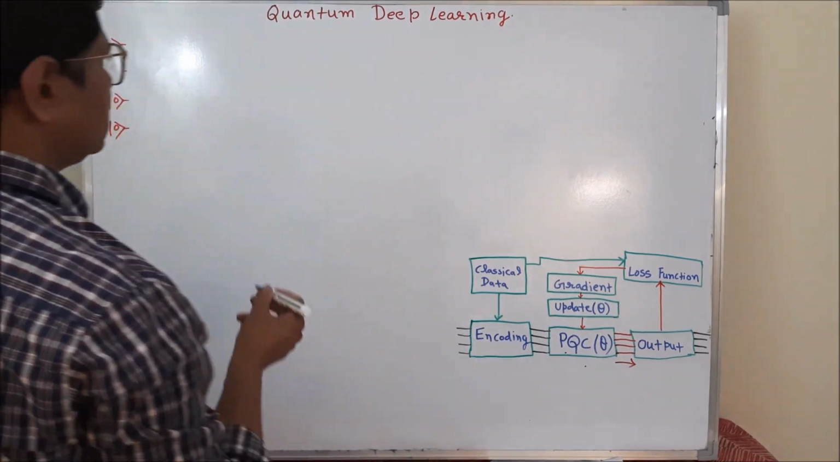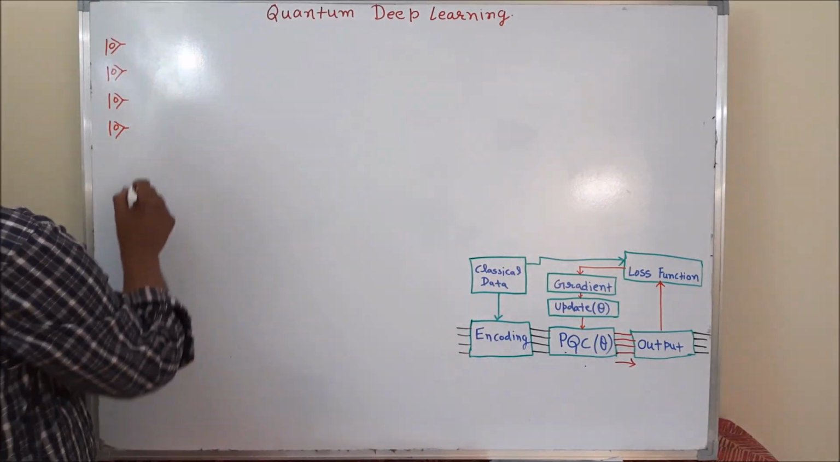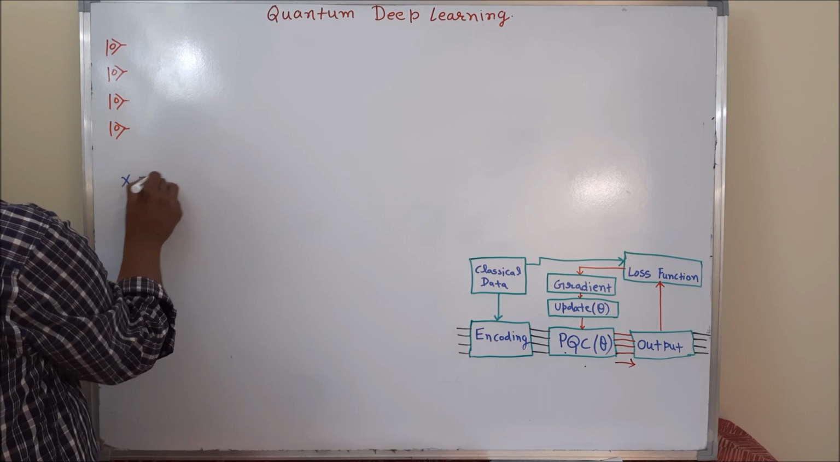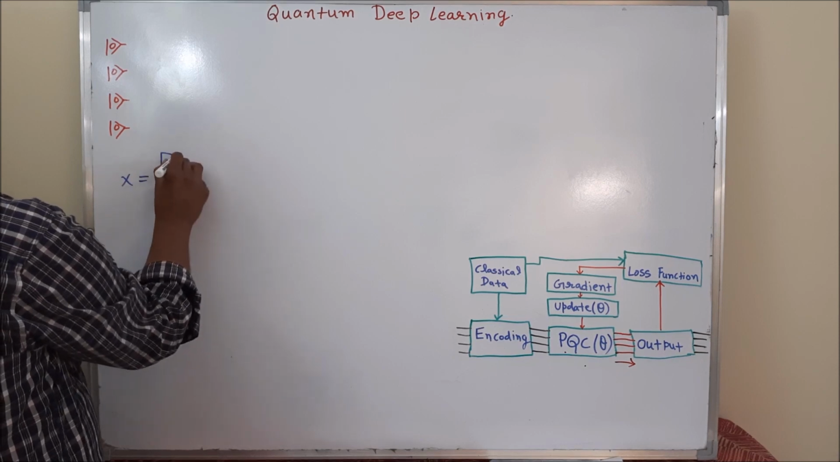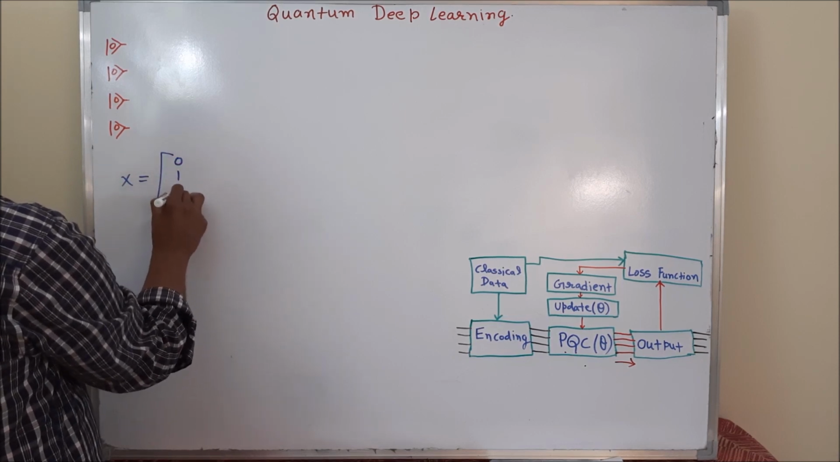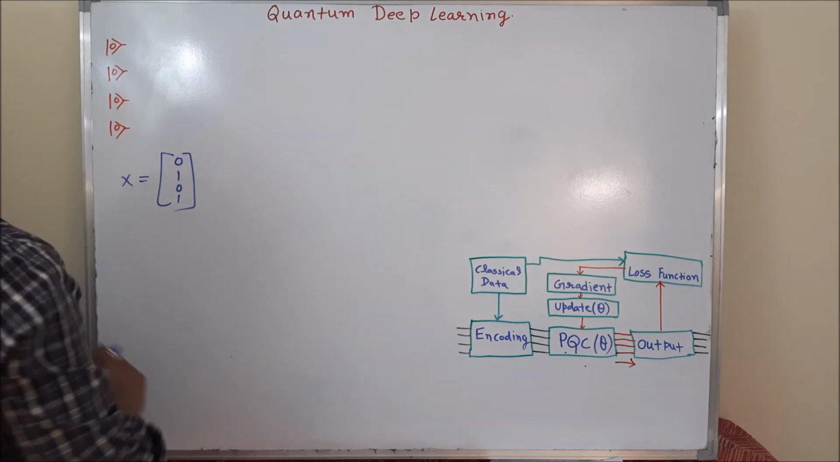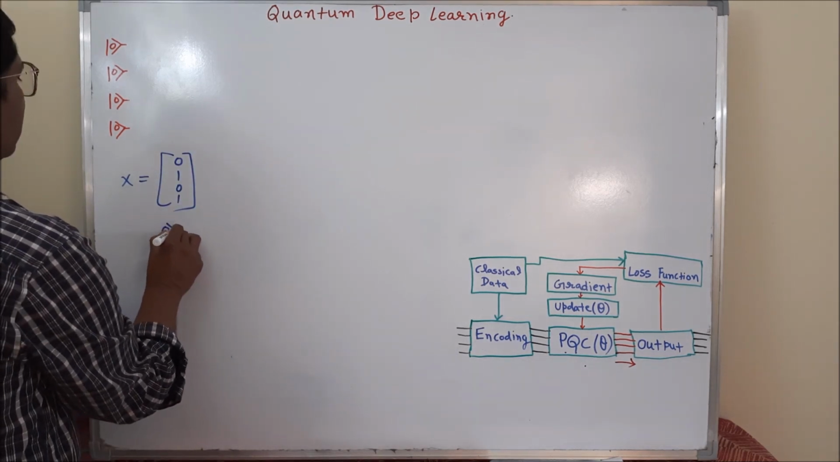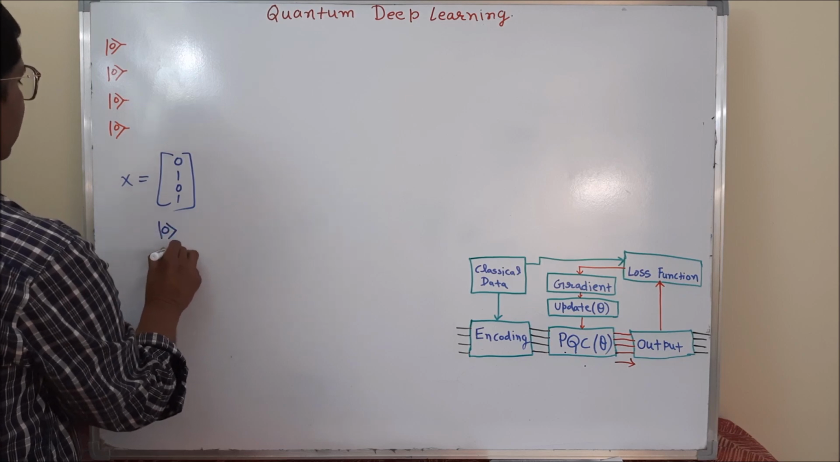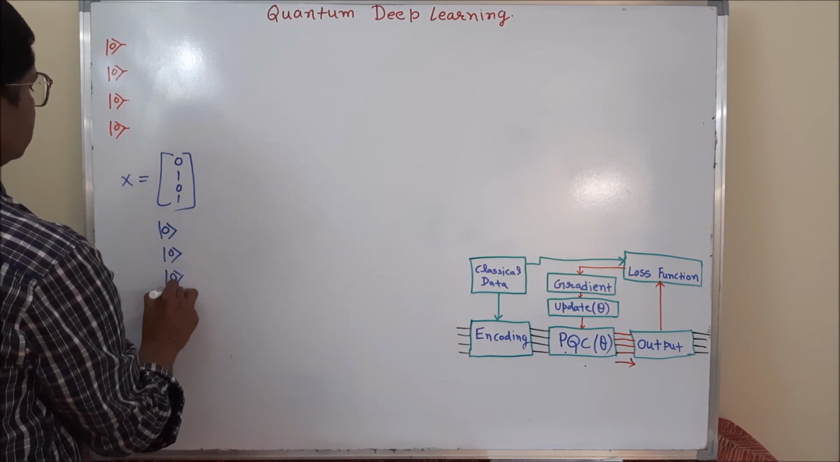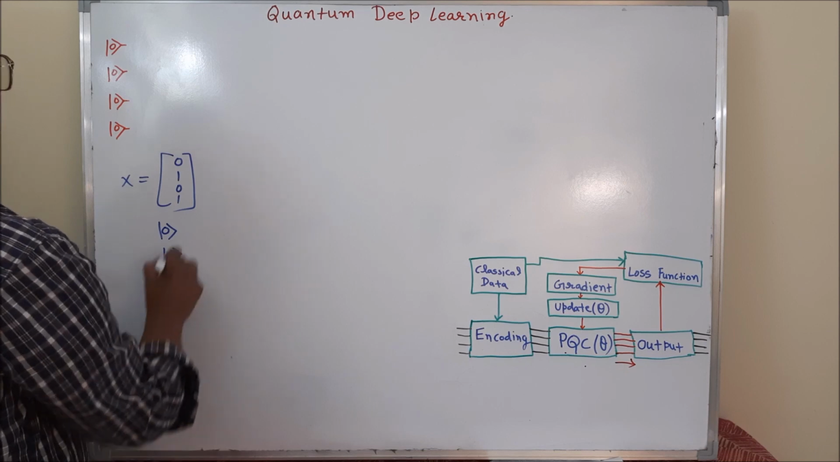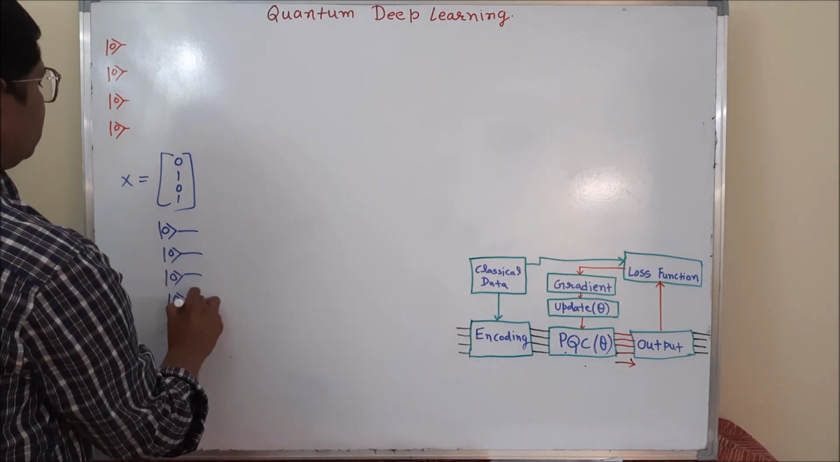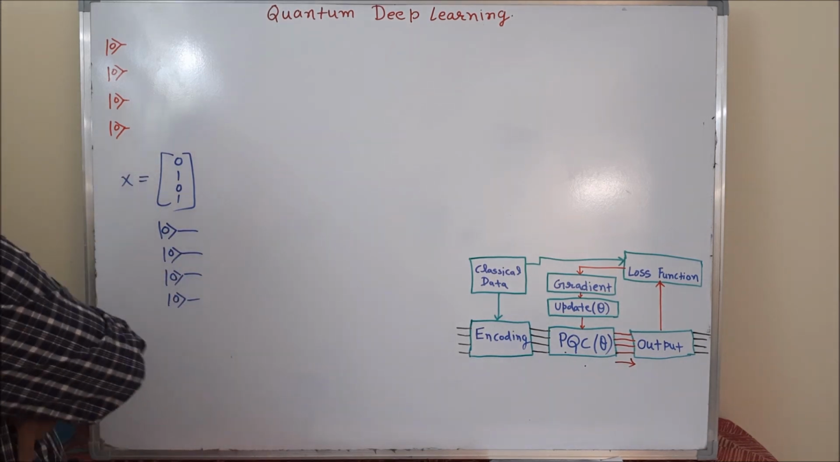Now suppose someone says that we have data like x equals 0, 1, 0, 1. Now you have a 4 qubit system like this. So all are in 0 state. So how will you pass this data?